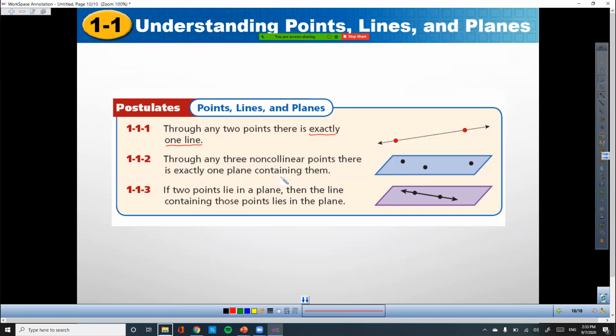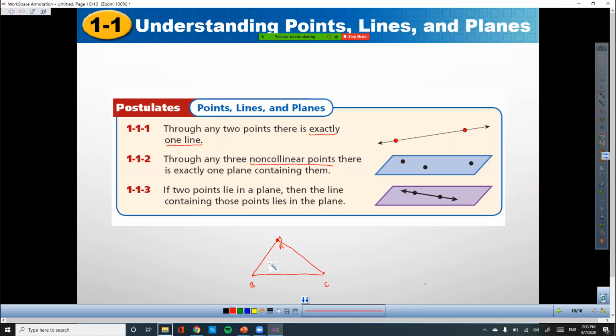The second one tells me that through any 3 non-collinear points, there's exactly one plane containing them. So if I were to draw any 3 points, point A, point B, and point C, as long as they are 3 non-collinear points that are not on the same line, there is exactly one plane, because if I were to connect these, I would already make a plane here.